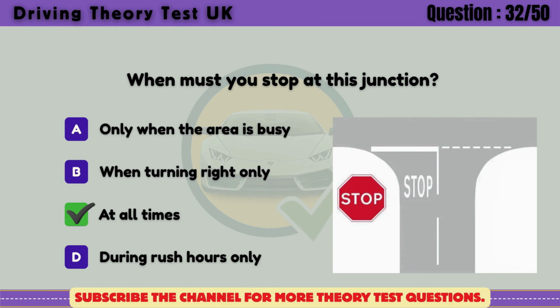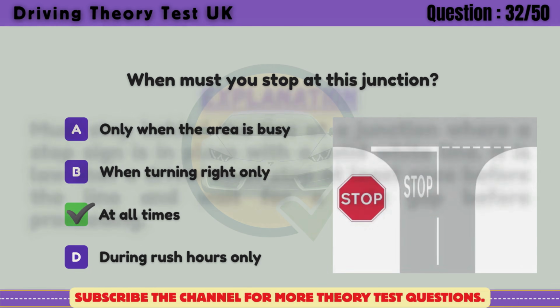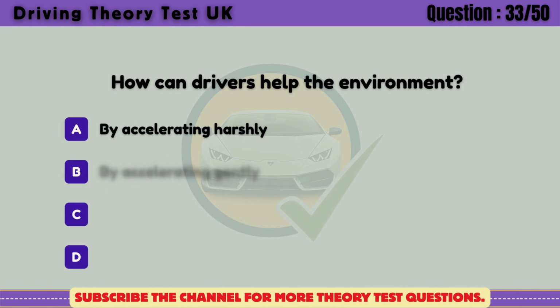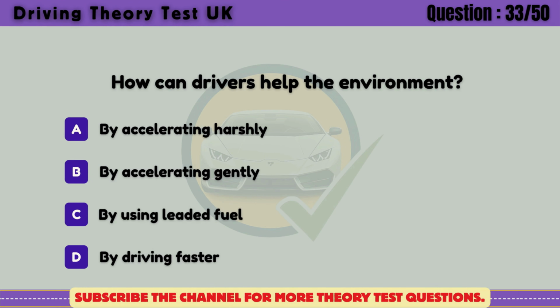Answer is C. At all times. You must stop behind the line at a junction where a stop sign is in place with a solid white line. It is law that a driver must stop at least once before the line and wait for a safe gap before proceeding.